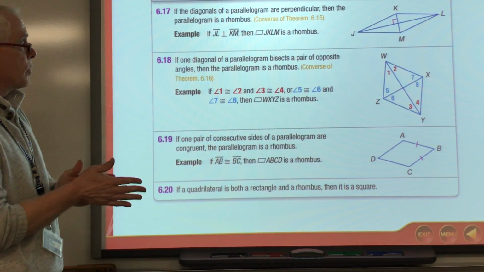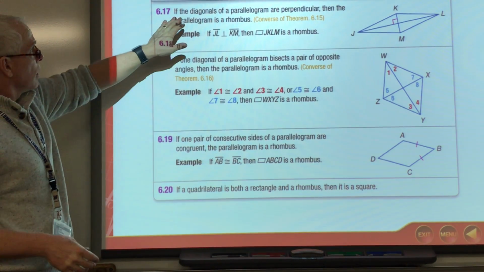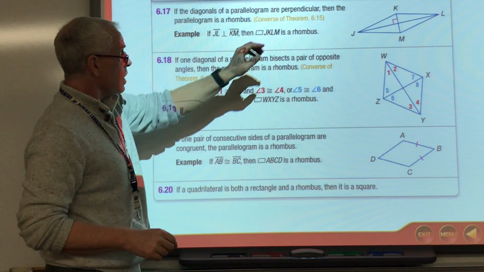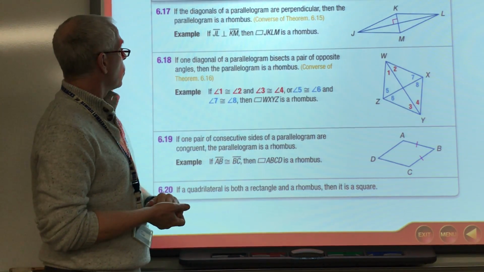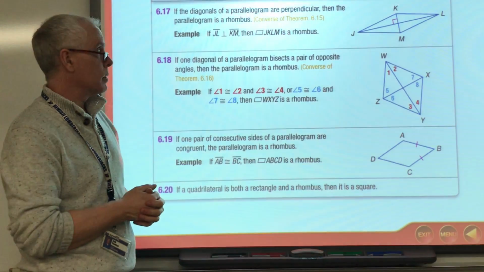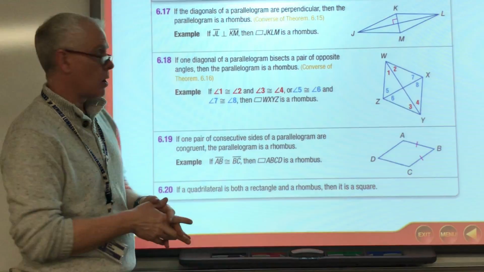Okay? A couple theorems that'll help me prove that something's a rhombus. In a parallelogram, I must first know it's a parallelogram. If I know that the diagonals are perpendicular, then it must be a rhombus. So show it's a parallelogram, show the diagonals are perpendicular, you can conclude it's a rhombus.